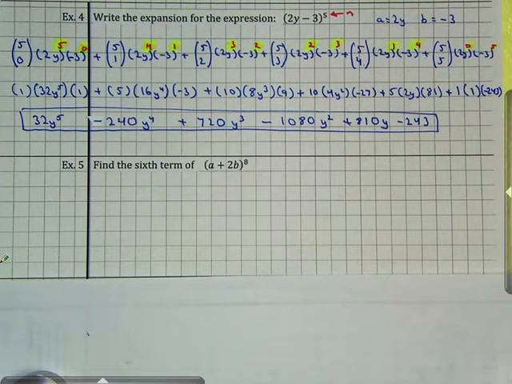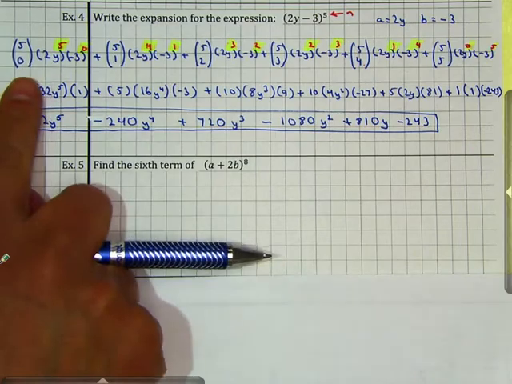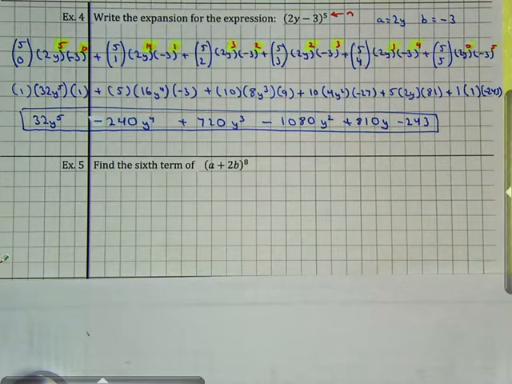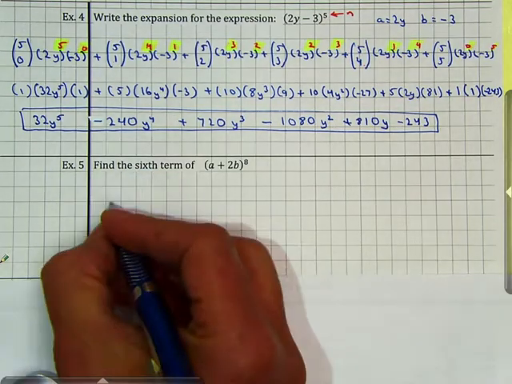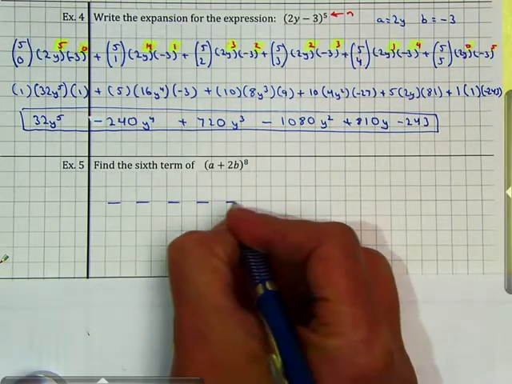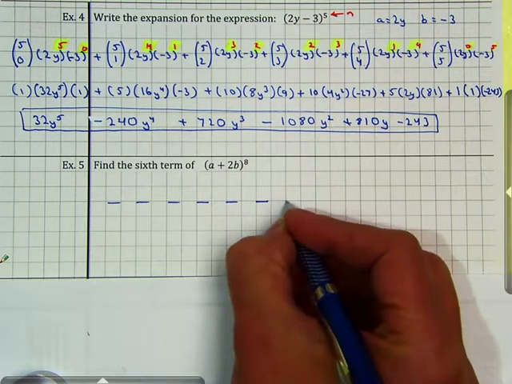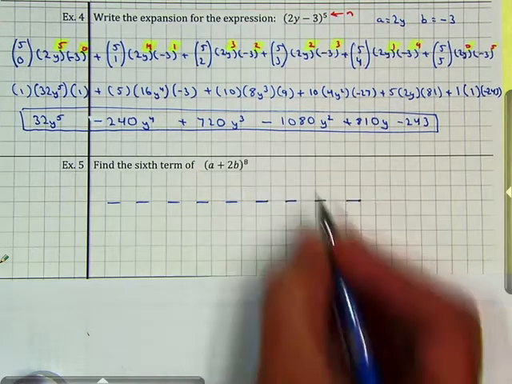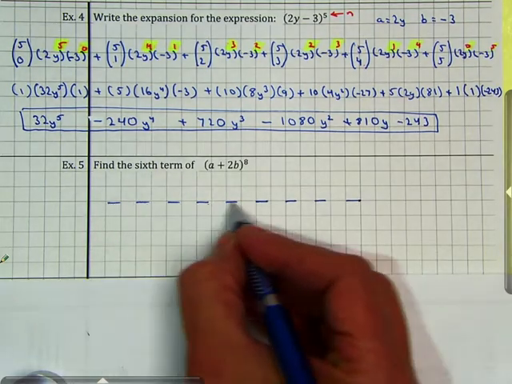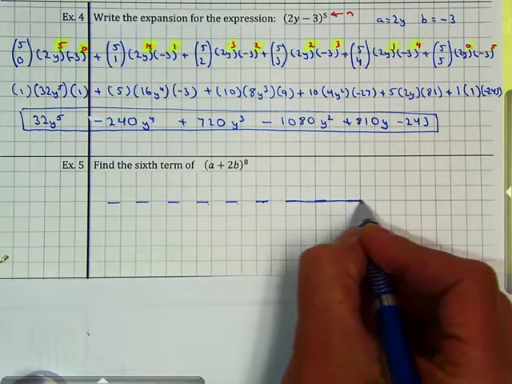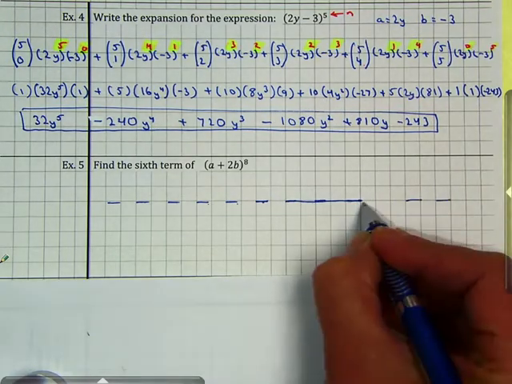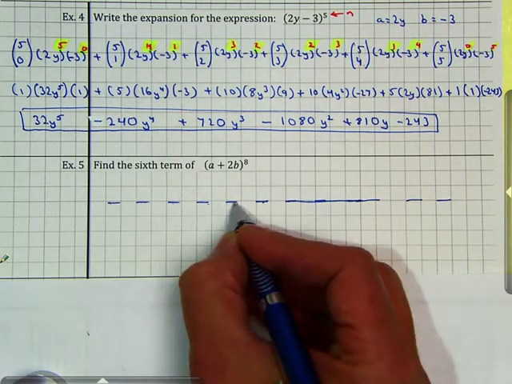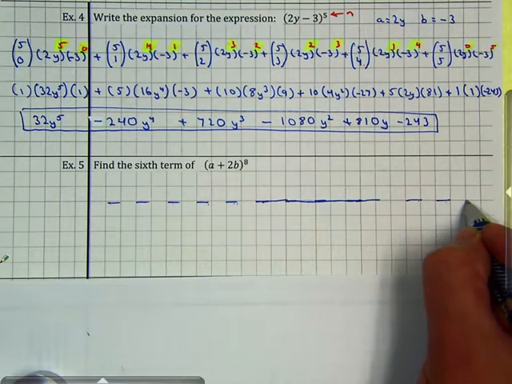So at this point, we can go through the whole process and we can actually write down the entire set and then just work out the 6th term. But in this case, we're just looking for the 6th term. So 1, 2, 3, 4, 5, 6, 7, 8. It's going to have a total of 9, correct? Because 8 plus 1. So 1, 2, 3, 4, 5, 6, 7, 8, 9.